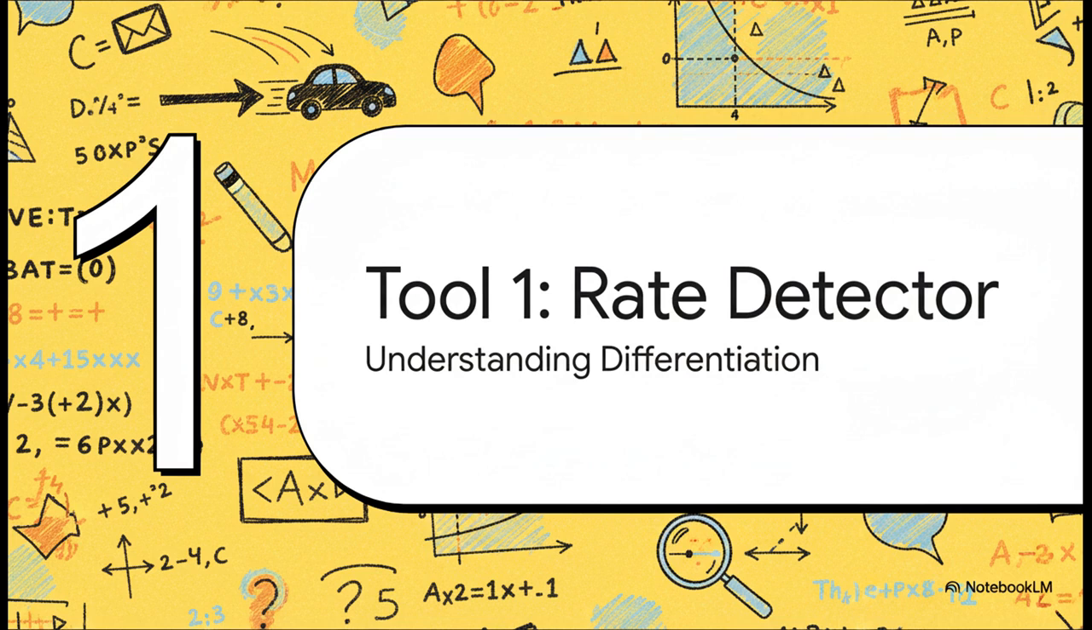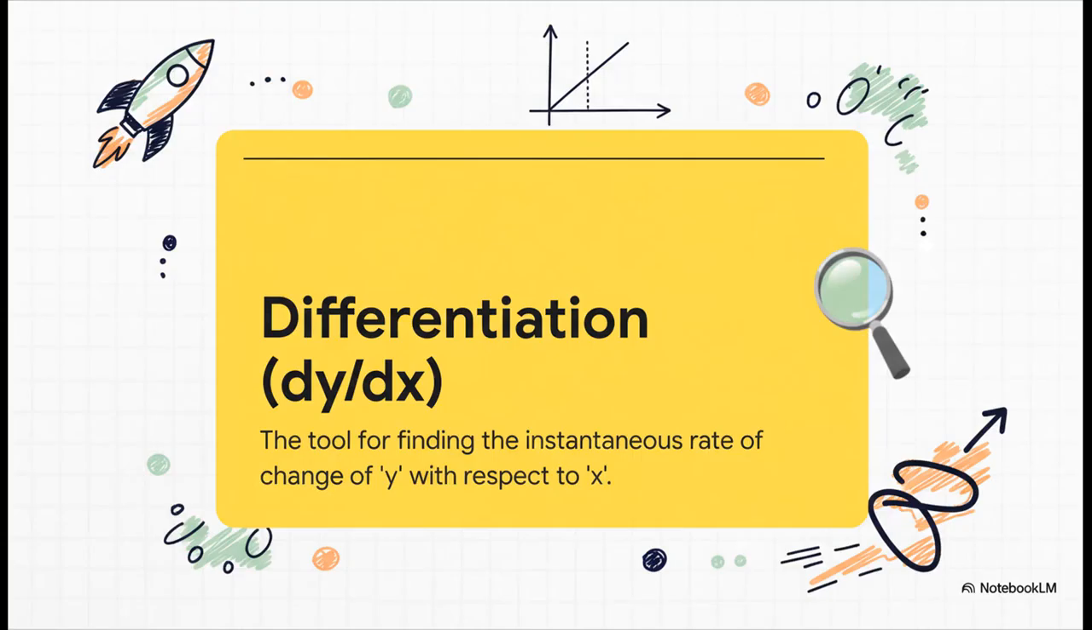Tool number 1, we're going to call it the instantaneous rate detector. Now, you probably know it as differentiation, but its real job is way simpler. It tells you exactly what's happening at one single specific moment in time. So from now on, whenever you see dy dx, I want your brain to just immediately think, how fast is y changing right now? Not the average change over a minute, but the precise, razor-sharp rate of change at this very instant. That's the whole magic of it.